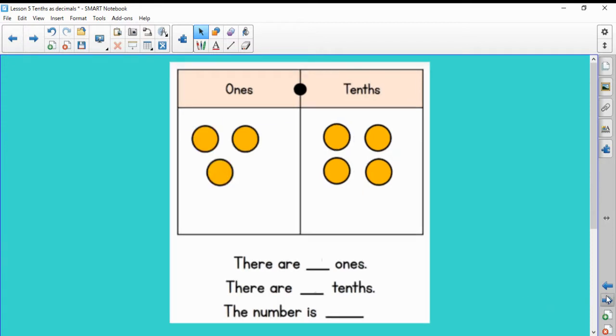Now, let's have a look at this place value grid. Notice we are now using counters to represent our place values. How many ones are there? 3 ones. How many tenths are there? 4/10. How do you think we write this number as a decimal? 3.4. Were you correct?